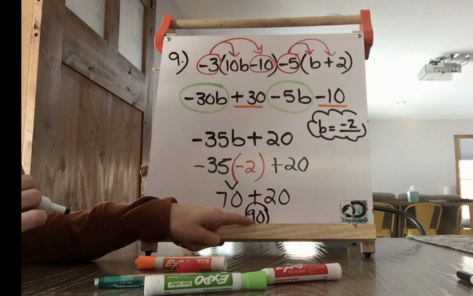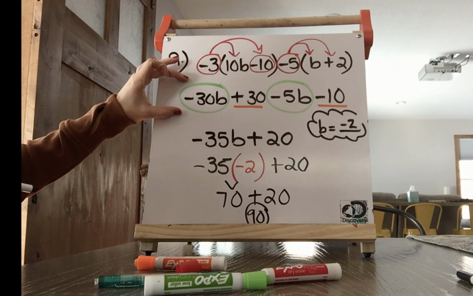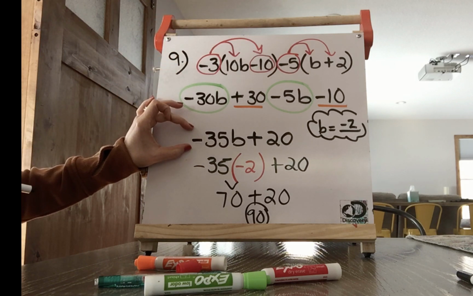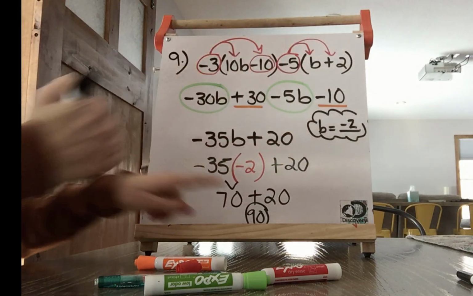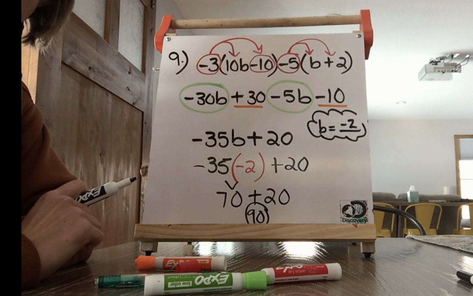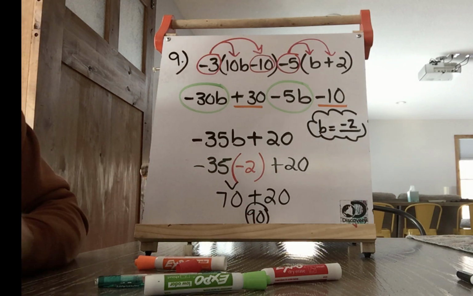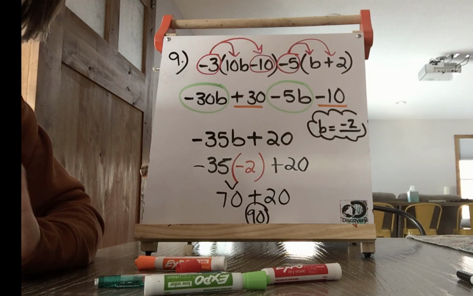is 90. So again, we simplified using the distributive property. We simplified by combining like terms. Here was our most simplified expression. Then we were given the value for the variable, so we substituted it in to take it down to just a number, and that number was 90. Let's go ahead and look at the next example, which is number 10, and we're going to do the exact same thing there.